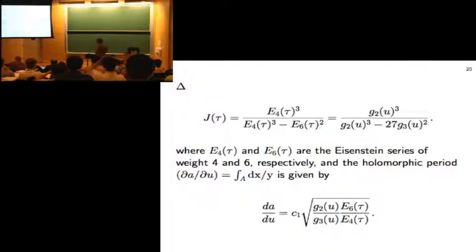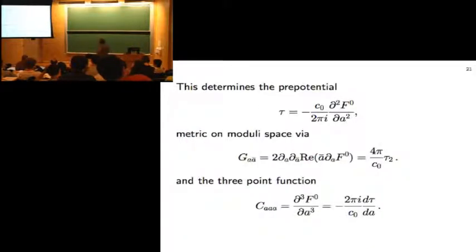And then there are actually quite neat formulas for everything that has to do with this curve. So for instance, the integral over the holomorphic period, which in Seiberg-Witten theory is given by a_D, where u is the parameter that features in this curve, is just given by this expression. So you see it's a weight 1 form, and that means it fulfills a differential equation of order 2. And so this already determines the prepotential, the metric on the moduli space, and the 3-point function. So the genus 0 sector is just given by well-known formulas in the book on elliptic curves.